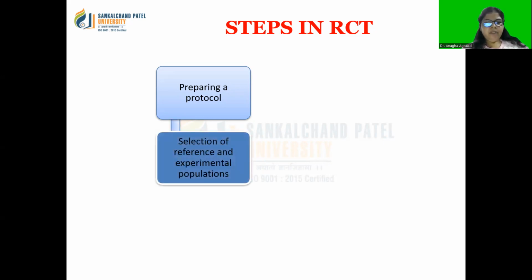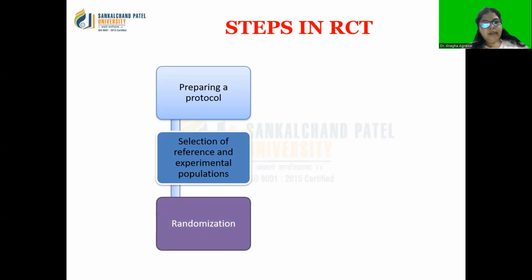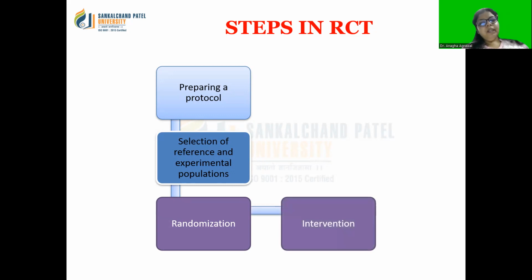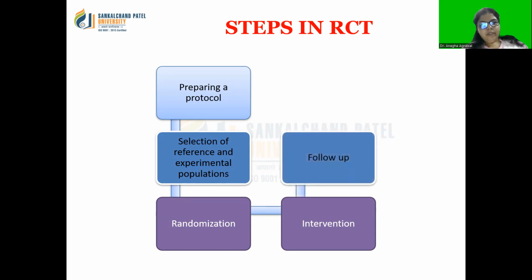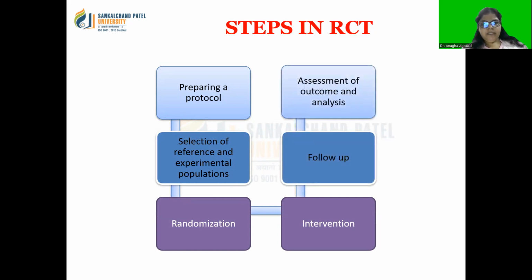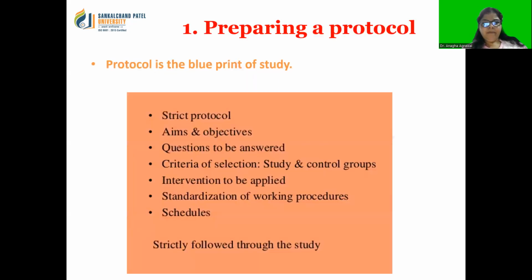Then selection of reference and experimental population, that means the sample size, then randomization of this sample into either case or control group, then intervention, that means whatever we have thought of, we are going to give a new drug to a case group or to controls, that we have to decide and do, and finally follow-up and assessment of the outcome of the analysis. And we'll go one by one.